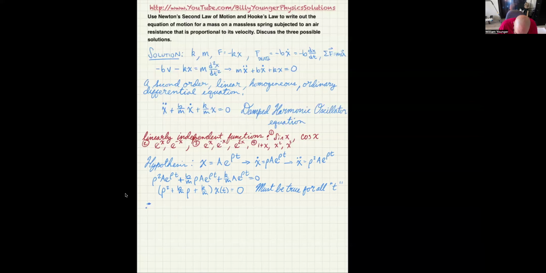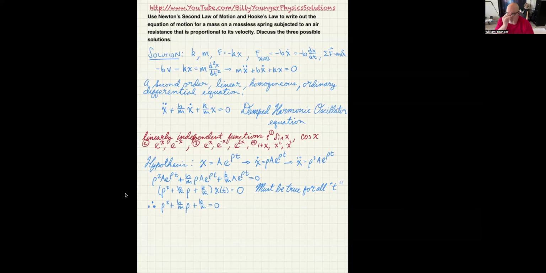Therefore, rho squared plus b over m rho plus k over m is equal to 0 is what we call the characteristic equation. Again, you'll learn about this in differential equations, but right now we're just going to use that. This is just a simple quadratic equation, so all we really have to do is use the quadratic formula, and that's what I'm going to do.